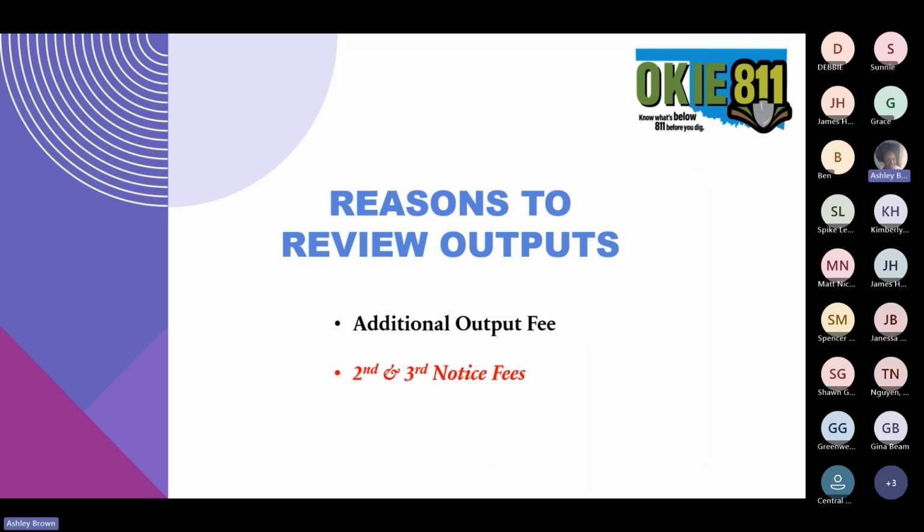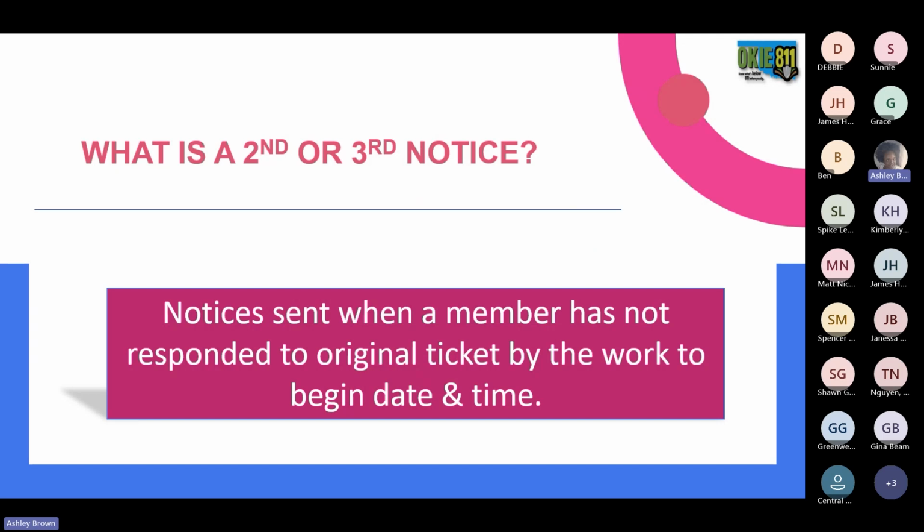In addition to the additional output fees, you want to make sure that your outputs are up to date so that you can reduce the amount of second and third notices that your company receives. A second or third notice is sent when a member has not responded to the original ticket by the work to begin date and time, and this does create a break in the one call process because excavators have not received a response to proceed with excavation or not.